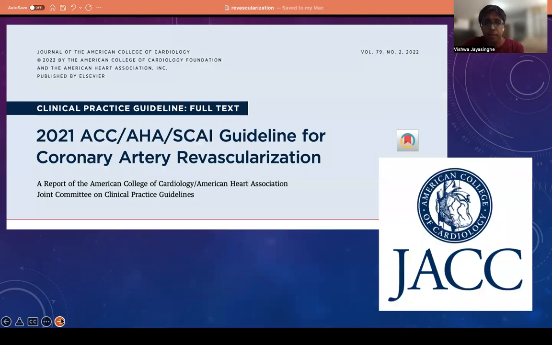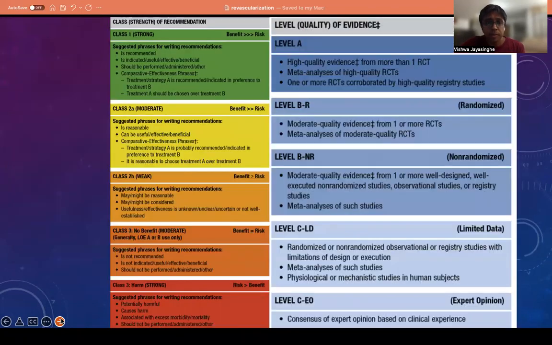This guideline was published in 2021 December and in the 2022 January edition of Journal of American College of Cardiology, and put forward by ACC, AHA, and Society of Coronary Angiographers and Interventionalists. This is the writing committee. We are mostly going by ESC guidelines. However, this is an American guideline, which is similar to the ESC guideline.